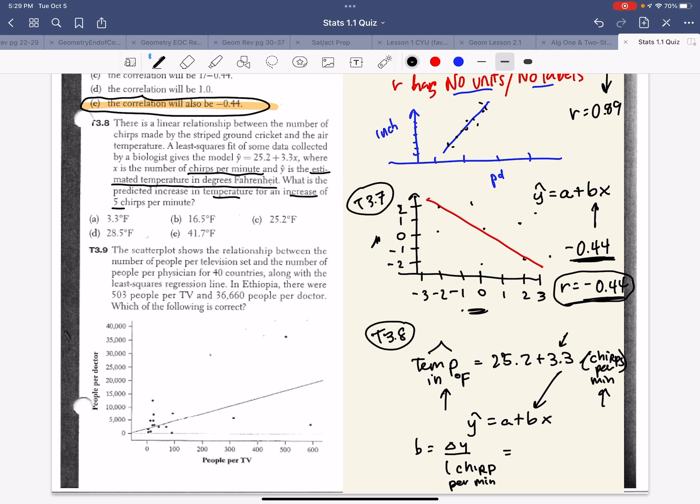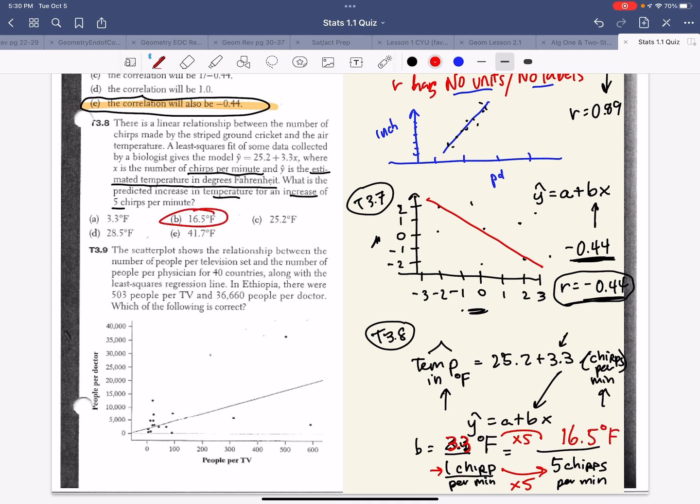So this is saying I'm going to get 3.3 extra degrees Fahrenheit for every 1 chirp. So how many would I get if I have 5 chirps per minute? Well, these have to be equivalent fractions, right? So here I multiplied by 5, so this would just be 5. So I hear 1 more chirp per minute, the temperature goes up 3.3, and then another, and then another, and then another. So just 5 more of those in a row, and we're going to get 3.3 times 5. So this would be choice B, right? 16.5 degrees Fahrenheit.